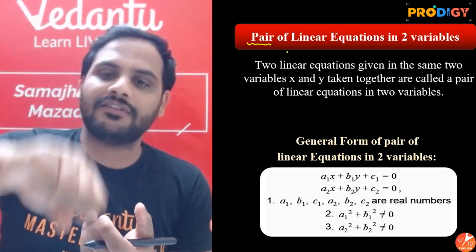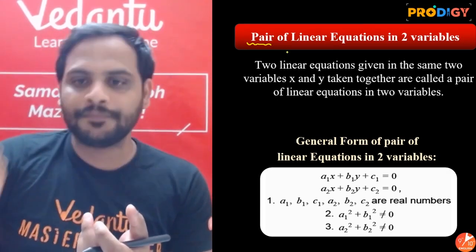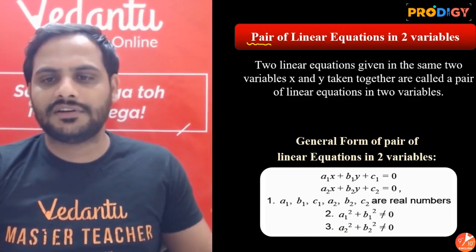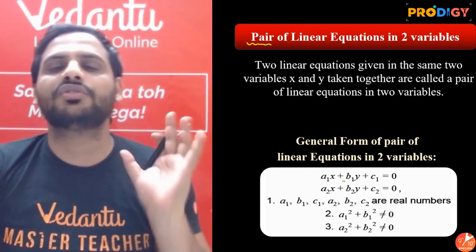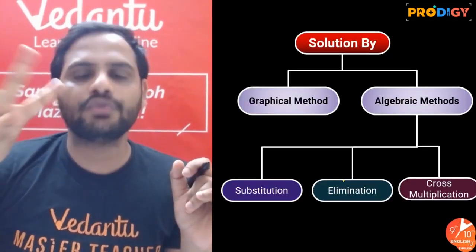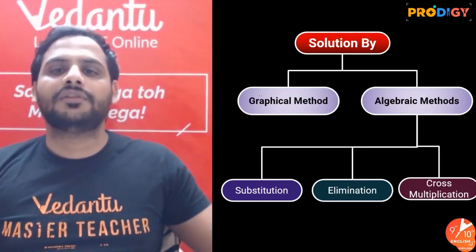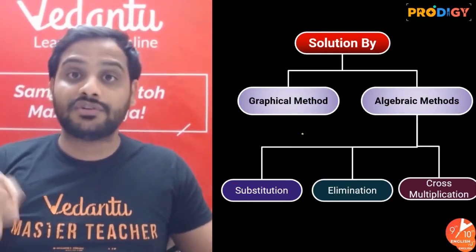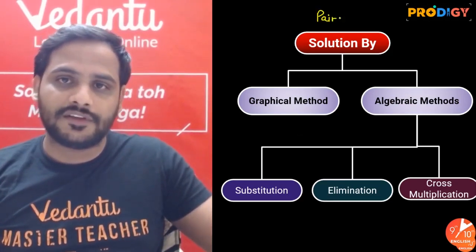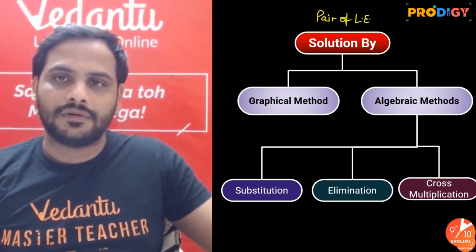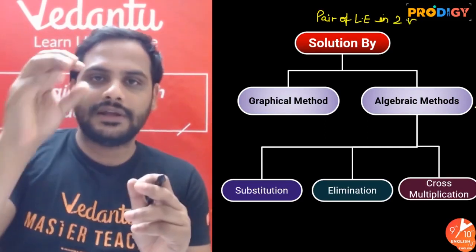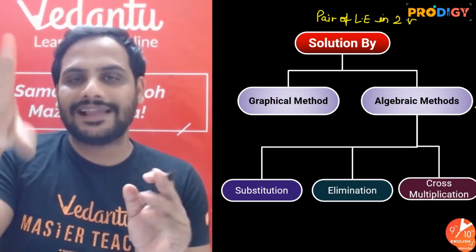So let's say one is a1x + b1y + c1 = 0. The other is a2x + b2y + c2 = 0, where the general condition is that the coefficients of x and y should not both be equal to 0. Okay? Now, there are two ways of solving it. We can solve it by the graphical method. We can find the solution for a pair. Remember, everywhere I am talking about a pair of linear equations in two variables. So one is the graphical method, the other is the algebraic method.